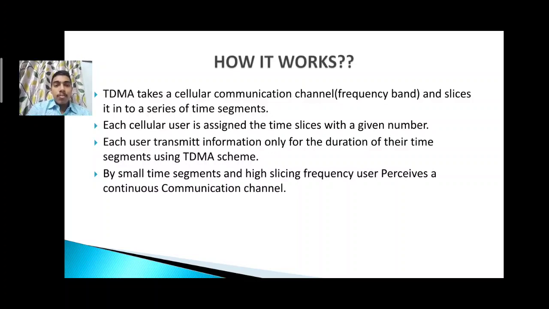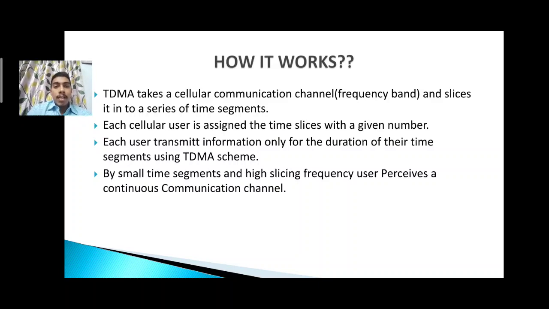Each user transmits information only for the duration of their time segment using the TDMA scheme. That means in the time provided to them, only in that time should it transmit. Here we are dividing into 1, 2, 3, 4. The first channel transmits at time t1, the second channel transmits at time t2, the third channel transmits at time t3, and the fourth transmits at t4.